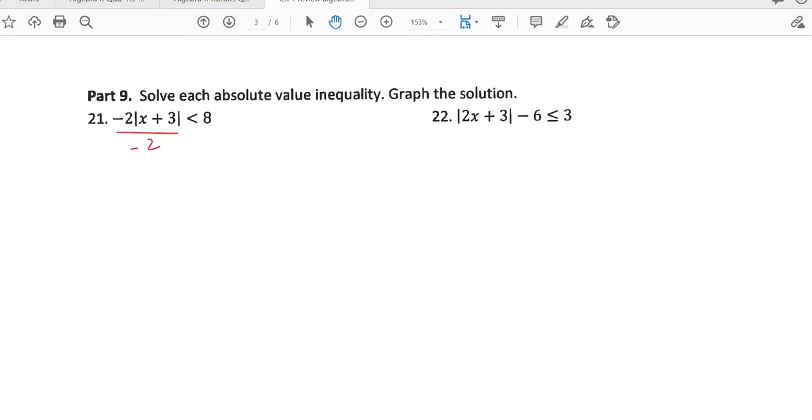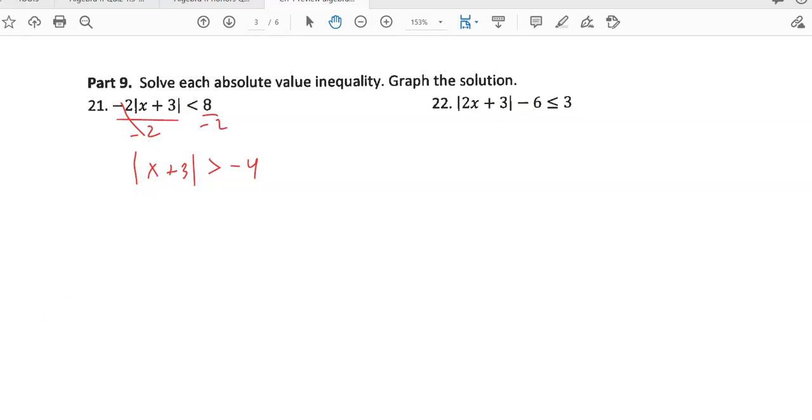Isolate first, so divide by -2. Be careful when you divide by a negative, that's going to flip the sign. So absolute value of x plus 3 greater than -4. So now this is really a great OR. So this is going to be an OR statement. So I'm going to have an OR in between these two.